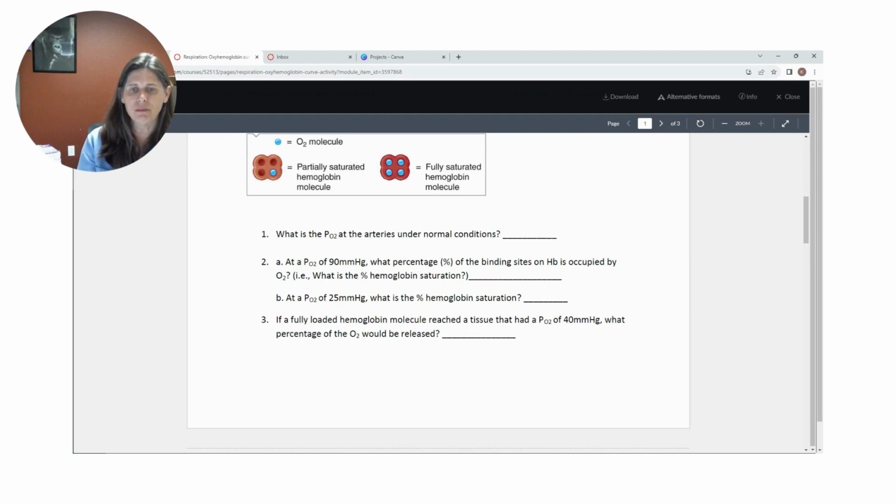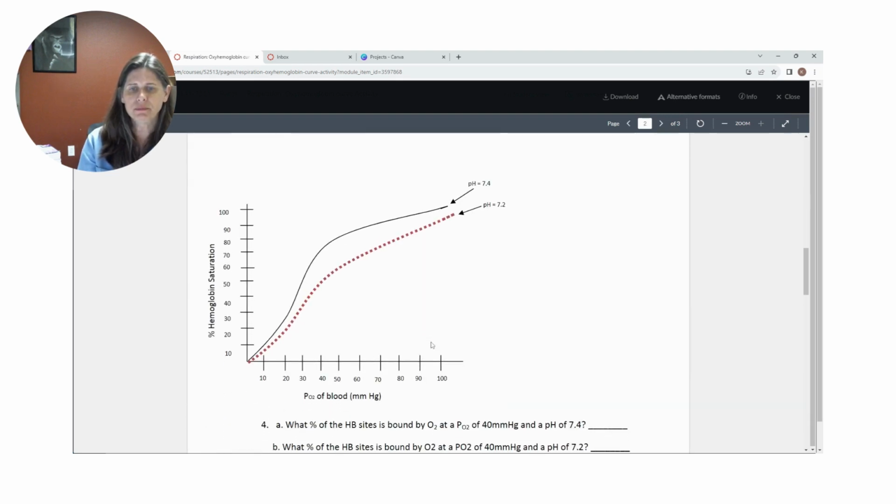All right, we're going to do some more of these. Here now, the solid line is the same curve as above. This is under normal conditions. And what we're going to see now is that our oxyhemoglobin curve shifts when other conditions arise. In this case, it shifts when our pH changes.